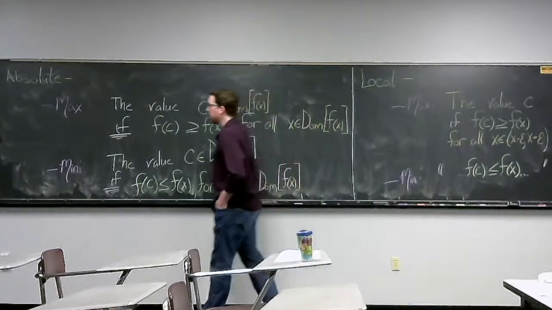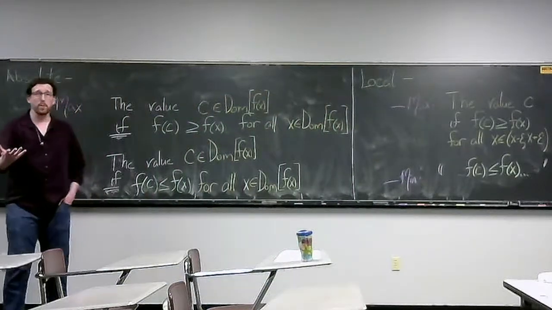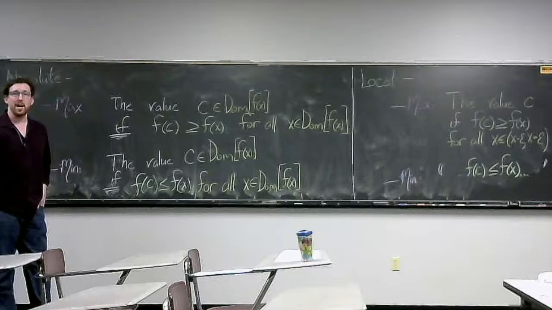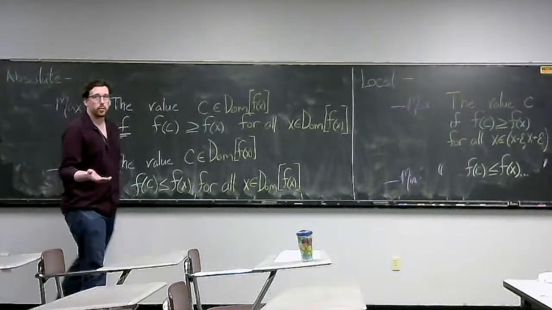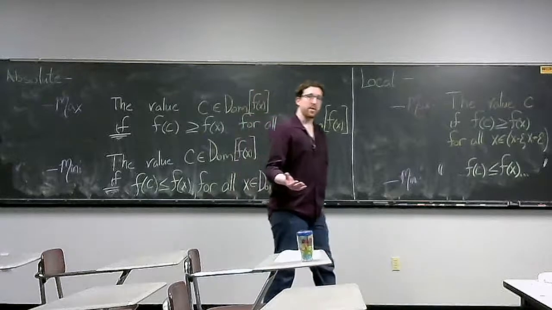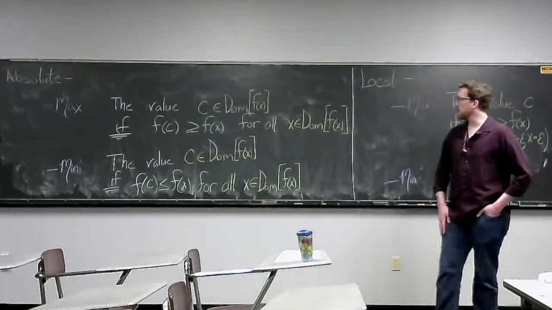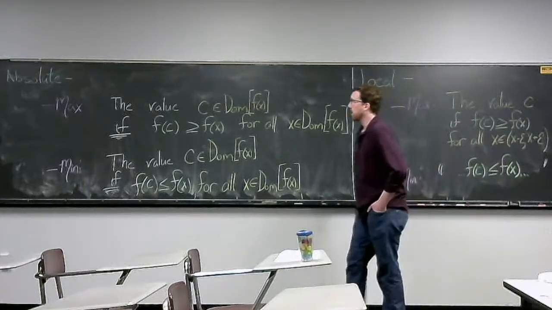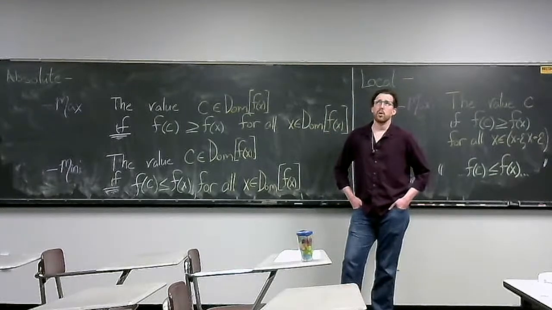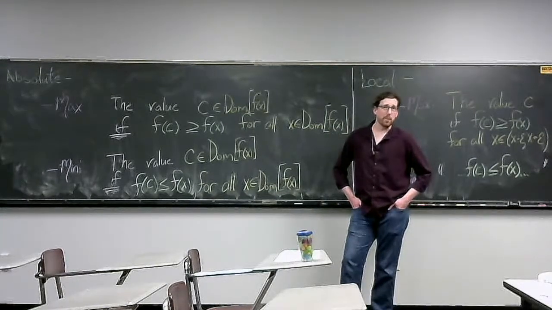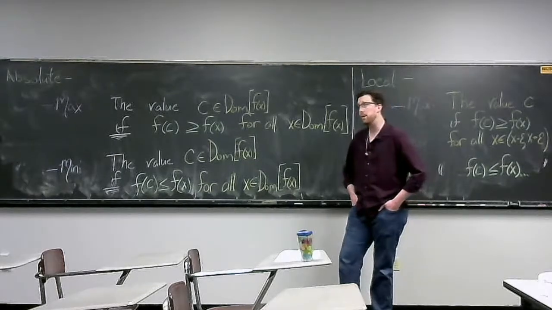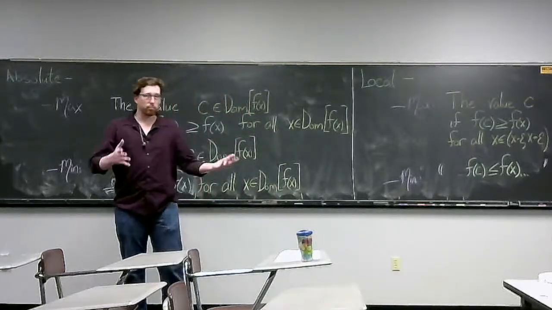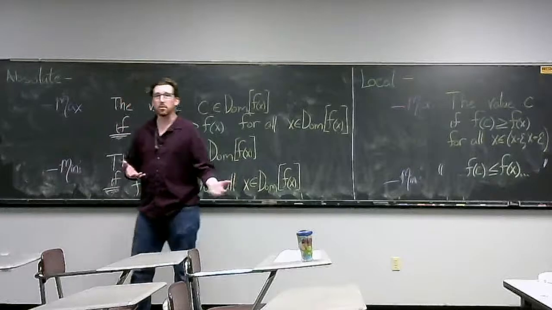On the other hand, the idea of absolute min is just the reverse. Instead of saying f of c is larger than, for the min, we're going to say that f of c is less than or equal to f of x for all x in the domain of our function. In other words, if there's a particular value where your function is the largest it could possibly be or the smallest it could possibly be within your domain, then that's going to be your absolute max or your absolute min accordingly, right?